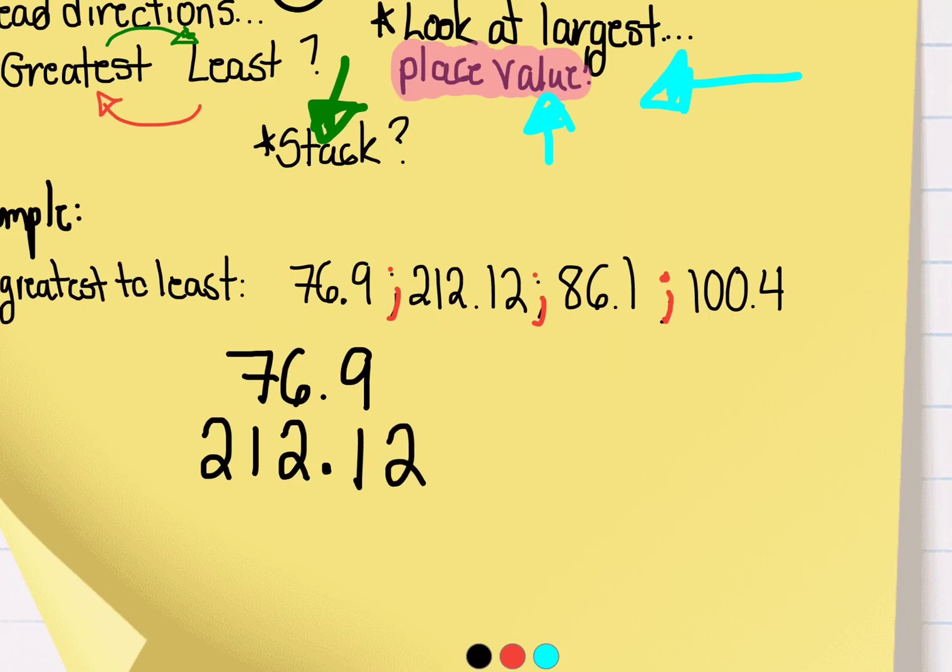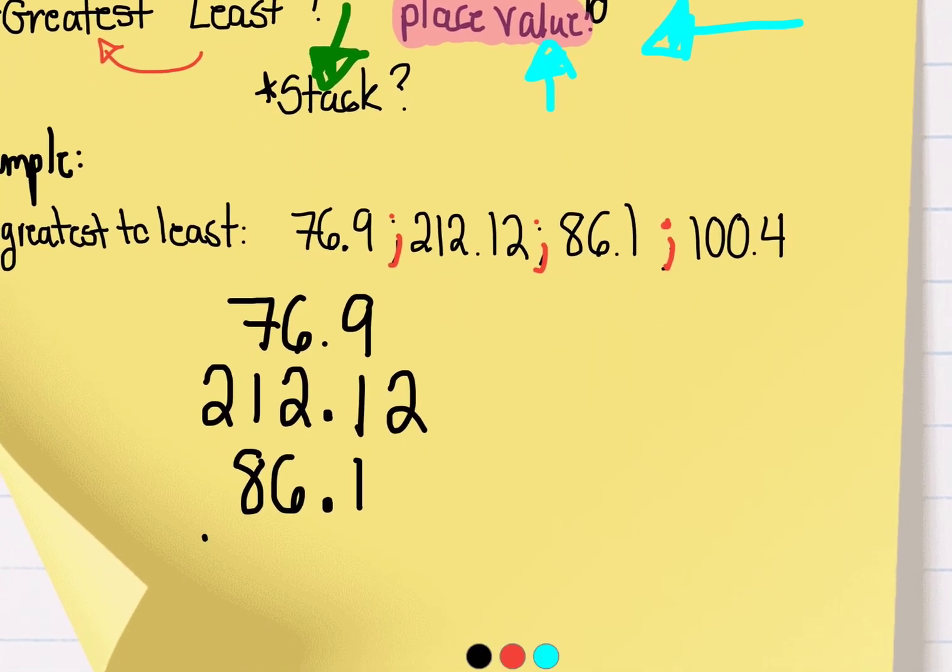Now I go to my next number, 86.1, and my final number, which is 100.4. Once I have all these numbers stacked, I have them lined up by place value. You know you line it up correctly almost 100% of the time.